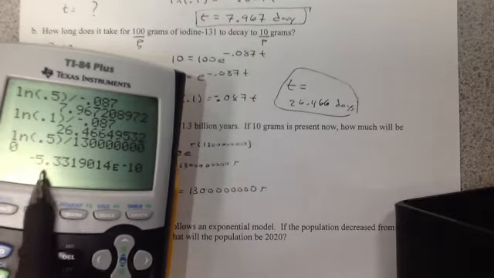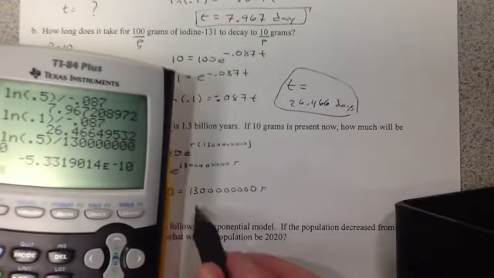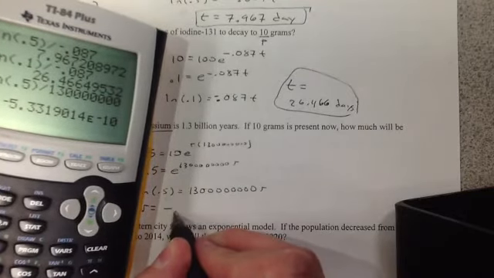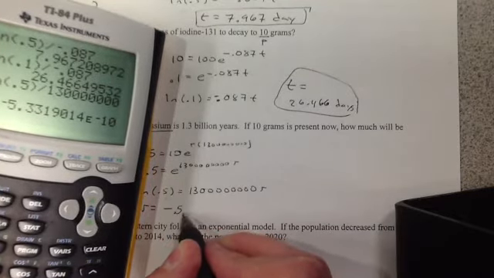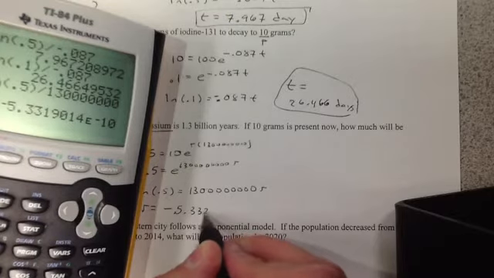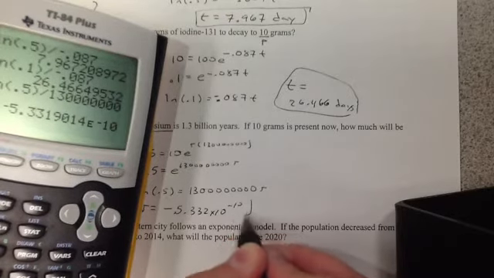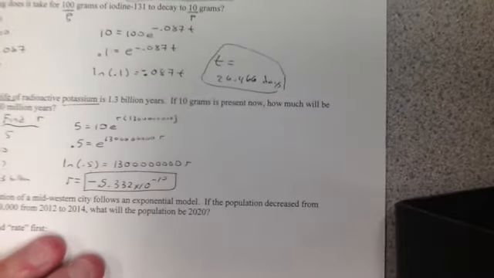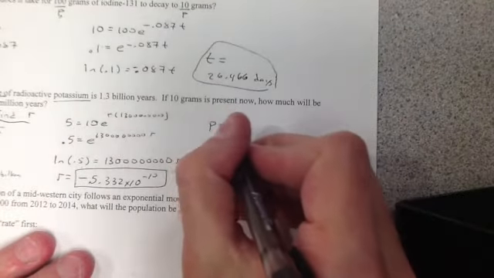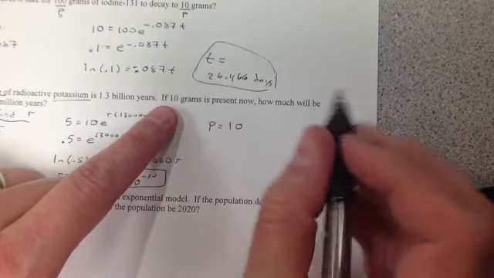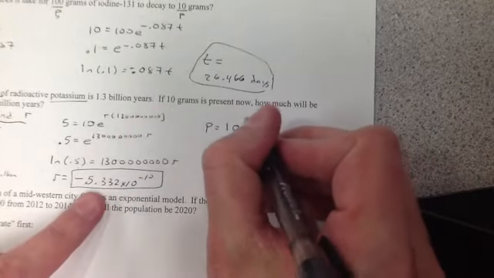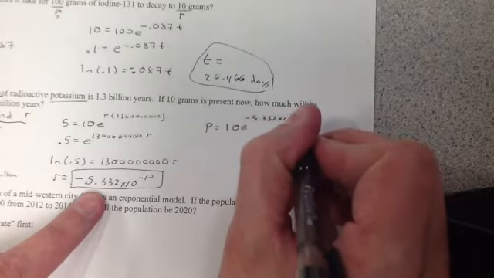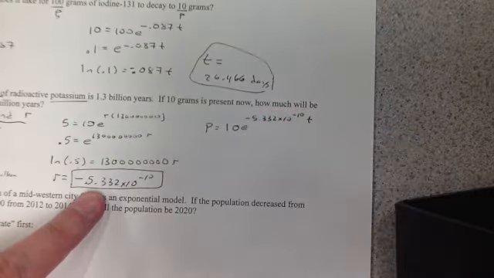Now notice, I'm going to write this as accurately as I can. r is about negative, go out 10 decimal places, 5.332 times 10 to the negative 10. Wow, that is small. Okay, so I write out my equation. P equals the initial amount, 10, e to the negative 5.332 times 10 to the negative 10, t.